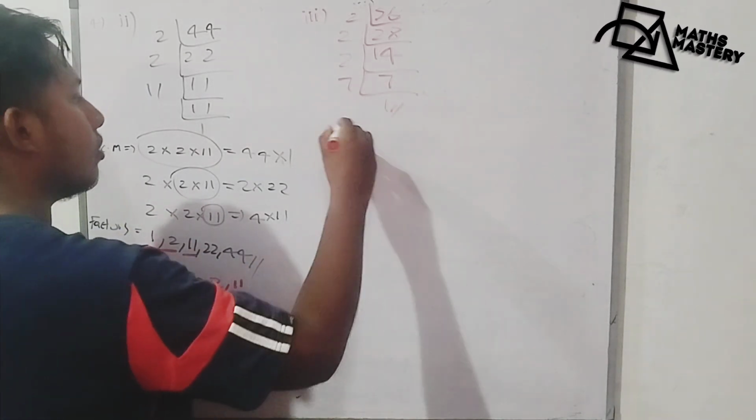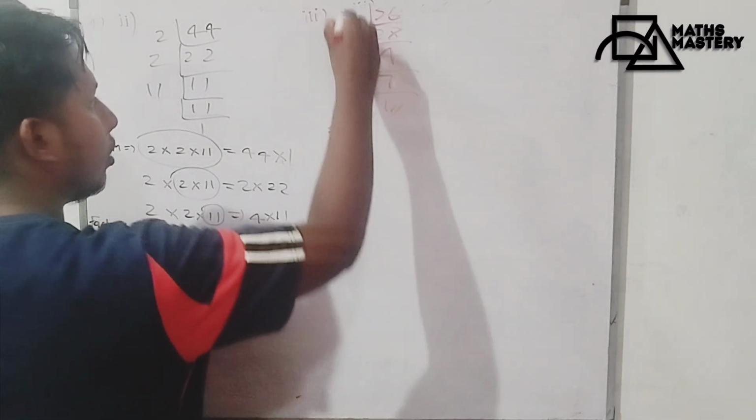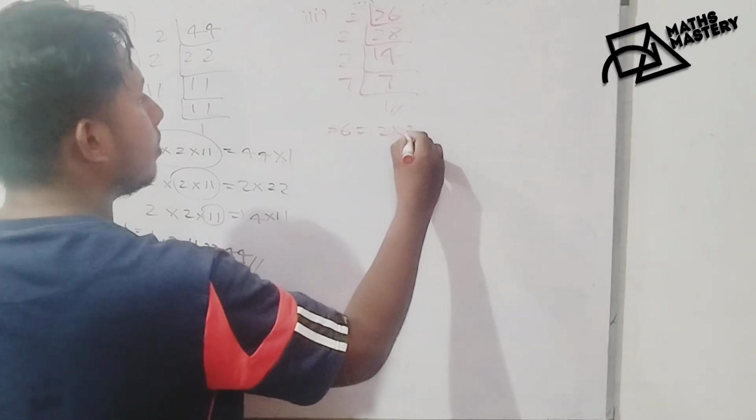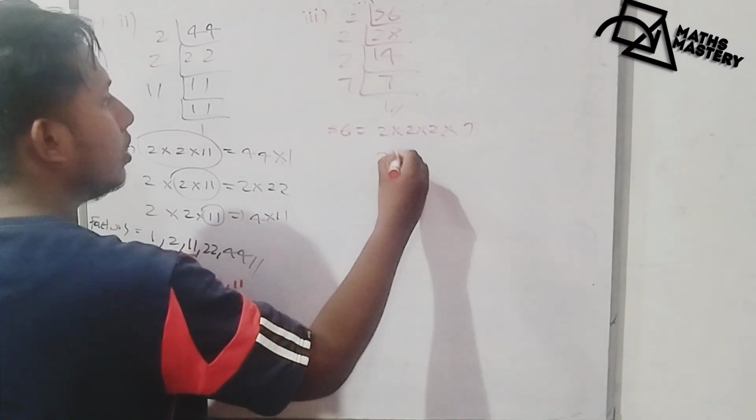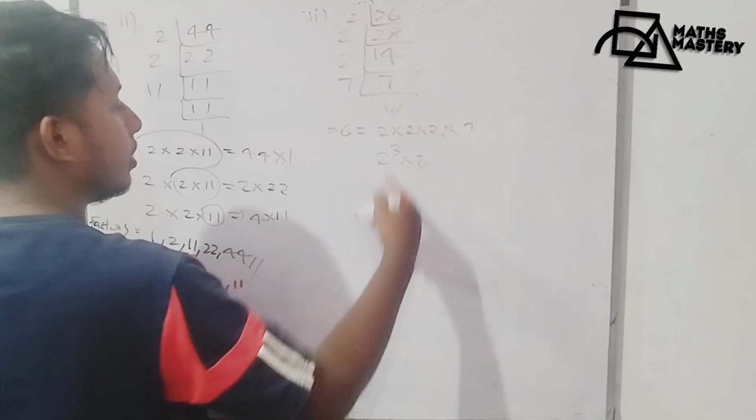As a product of prime factors they are asking, so what you are going to do, multiply all these numbers. 2 times 2 times 2 times 7. So 2 times 2 times 2 is what? 2 to the power 3 multiplied by 7. This is the answer.